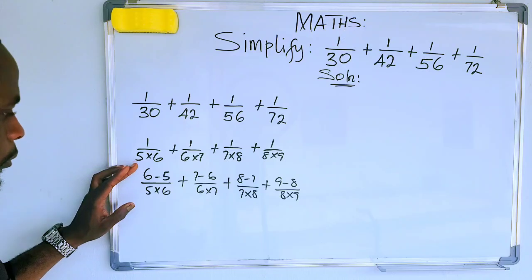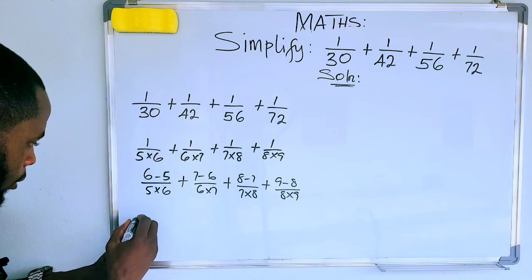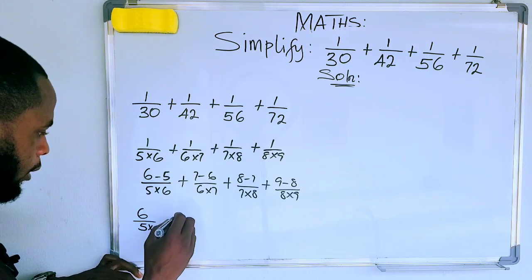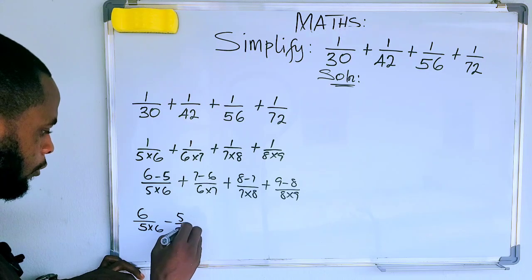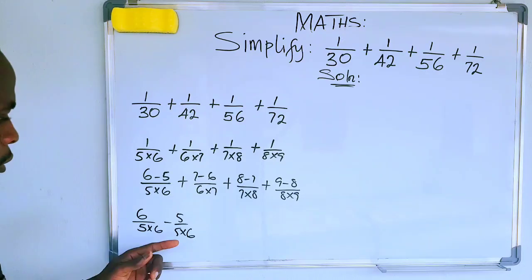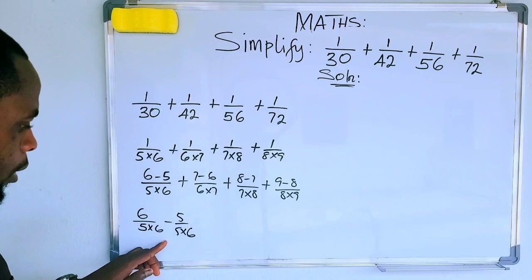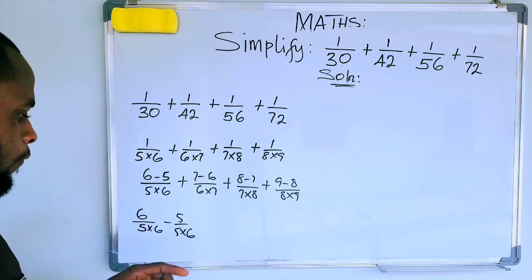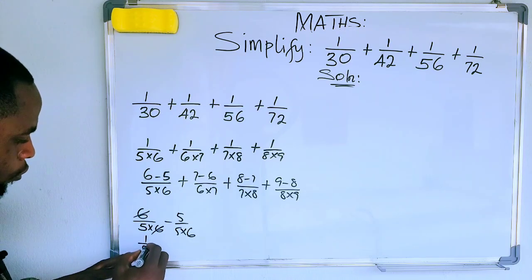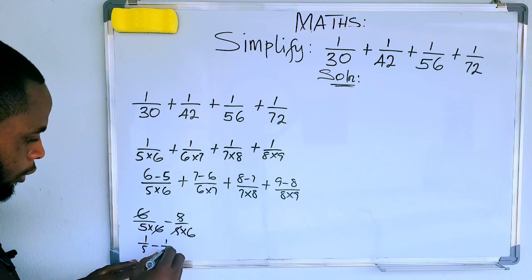Then this can be expressed as 6 divided by 5 times 6 minus 5 divided by 5 times 6. Now, this is because you can only subtract the numerators when the denominators have the same value. Here, 6 will eliminate 6, and we have 1 over 5, minus here 5 will eliminate 5, and we have 1 over 6.